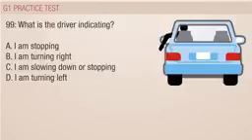Question 99. What is the driver indicating? A. I am stopping. B. I am turning right. C. I am slowing down or stopping. D. I am turning left.